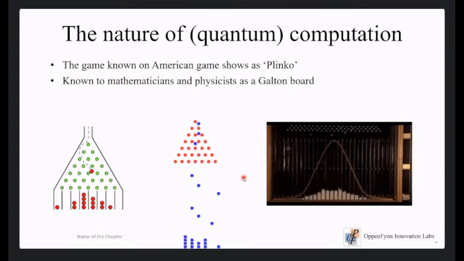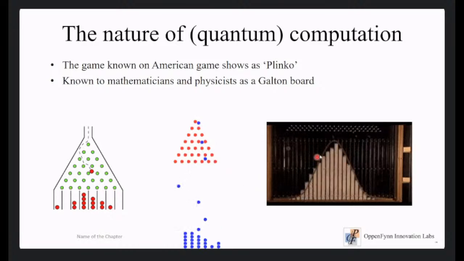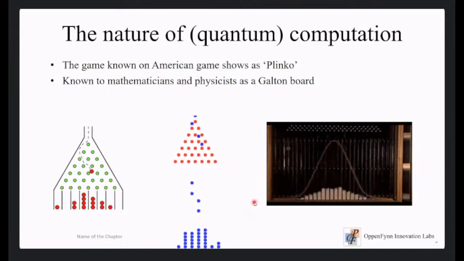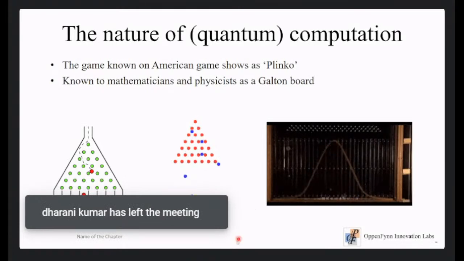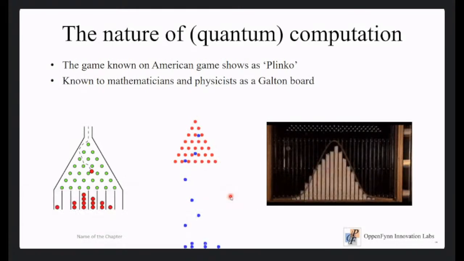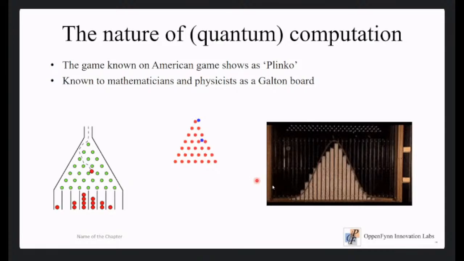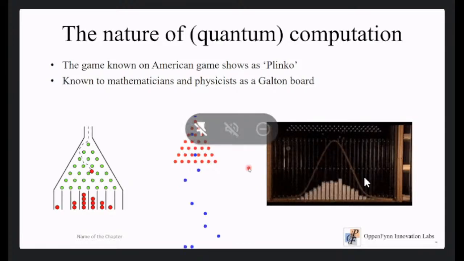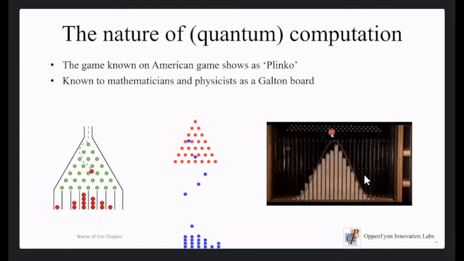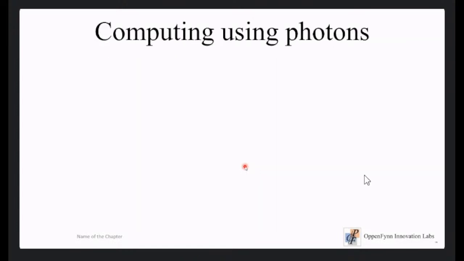Has anyone heard of this, or would someone like to say what this distribution is? You can see clearly in the center the balls are maximum, whereas in the corner you have the minimum number of balls. Does anyone know what the distribution of balls is? It's a normal distribution, right? It's like a bell curve. It's actually a binomial distribution, but when you drop these balls, most of the balls tend to center around the center. But now, why is this important for quantum computing? I will come to that.